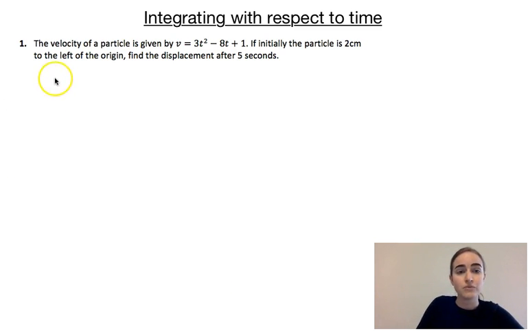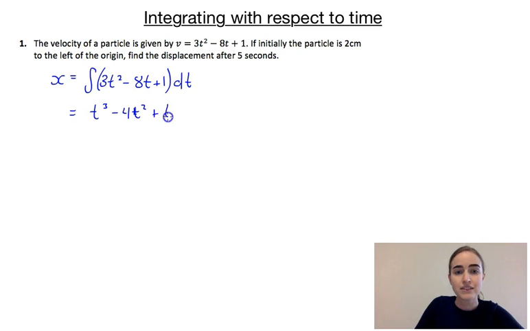So to do that, we're going to find the displacement function by integrating the velocity function. So integrating 3t squared minus 8t plus 1, and that's integrating with respect to t. So if we integrate that, we'd end up with t cubed minus 4t squared plus t plus c. Now we can use this extra bit. So initially, the particle is 2 centimeters to the left. Initially means when t is equal to 0.